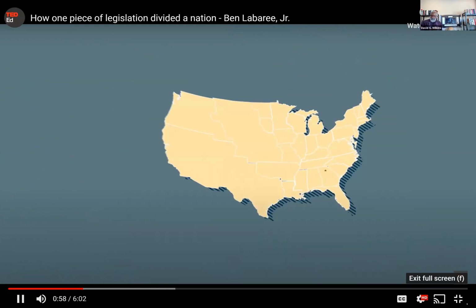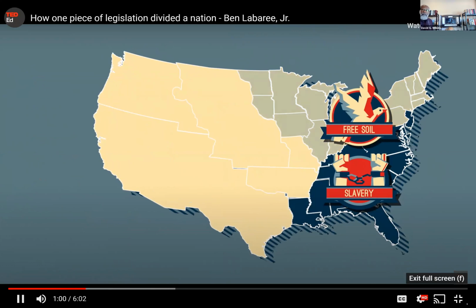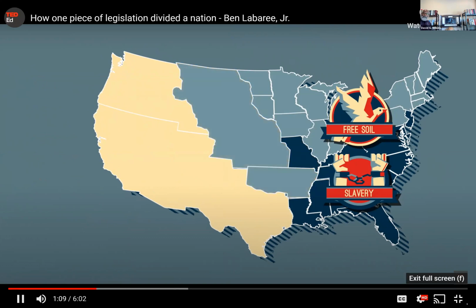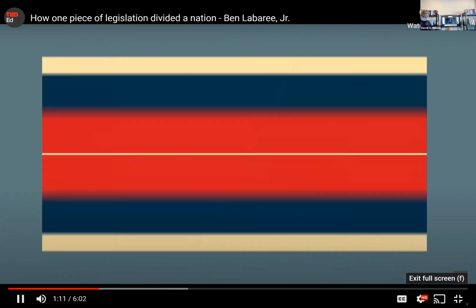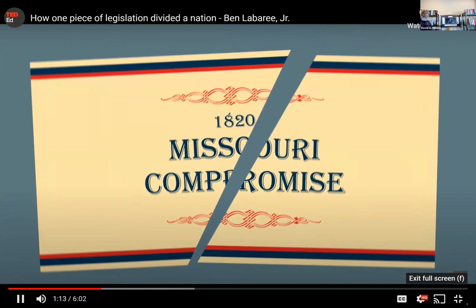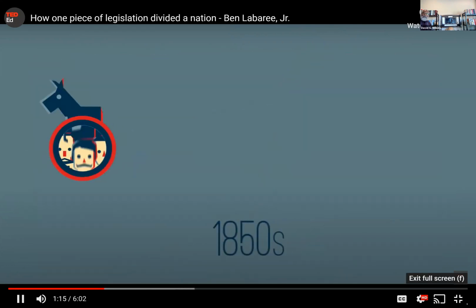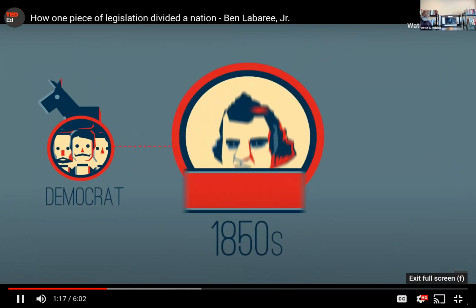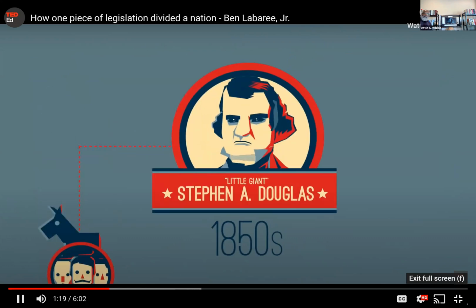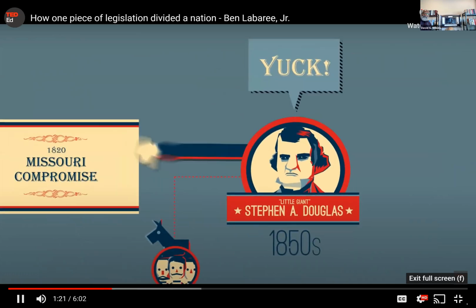To balance the number of slave states and free states in the Union, it allowed slavery in the newly admitted state of Missouri, while making it off limits in the remaining federally administered Louisiana Territory. But compromises tend to last only as long as they're convenient, and by the early 1850s, a tenacious Democratic senator from Illinois named Stephen A. Douglas found its terms very inconvenient.